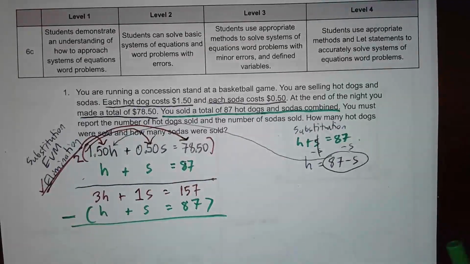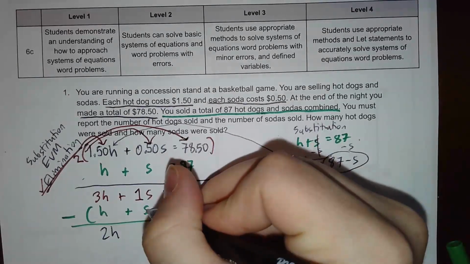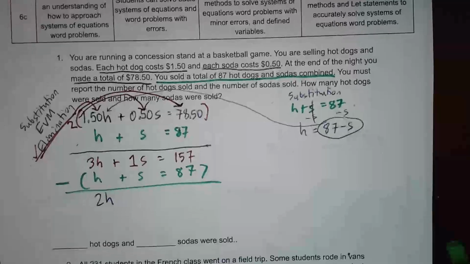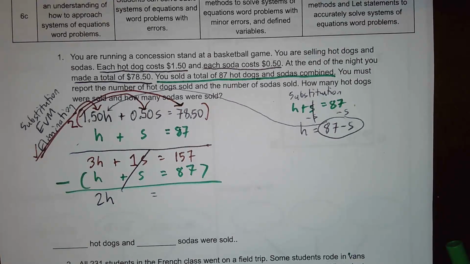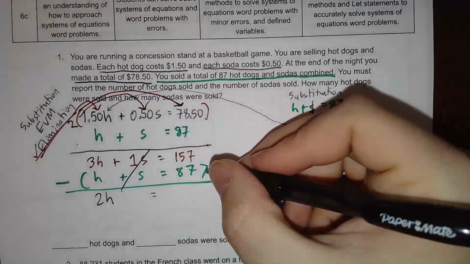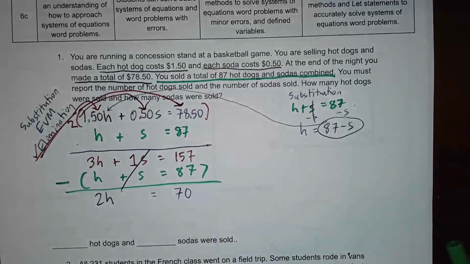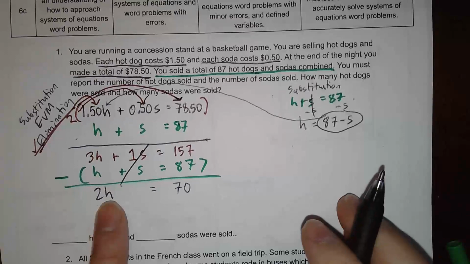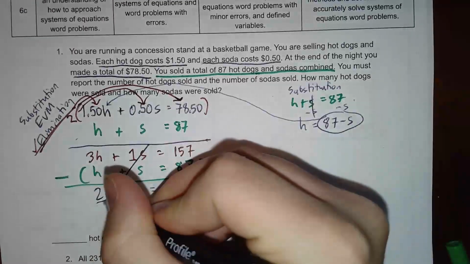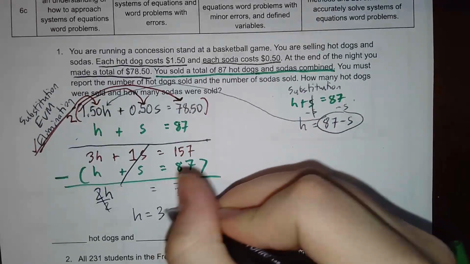When I subtract the two equations, we get 3h minus h is 2h. 1s minus s is no s. And 157 minus 87 is 70. So notice I just subtracted these two equations, I combined them, and I got myself 2h equals 70. What I'll do next is solve for h by dividing both sides by 2. That gives me h equals 35.